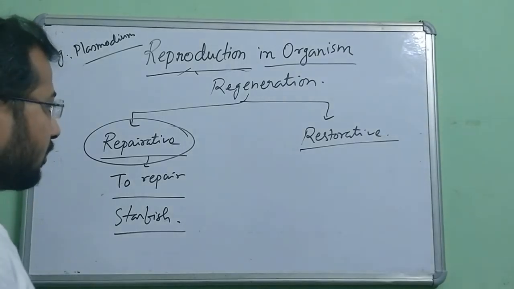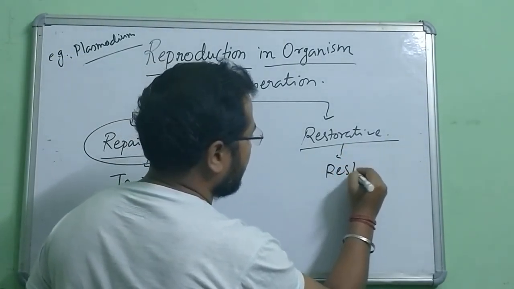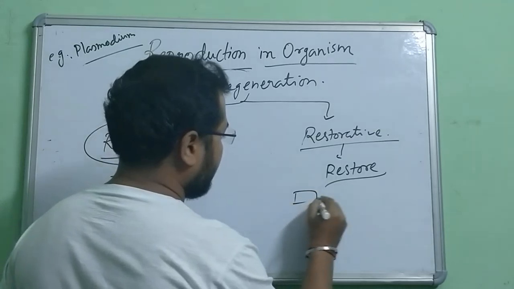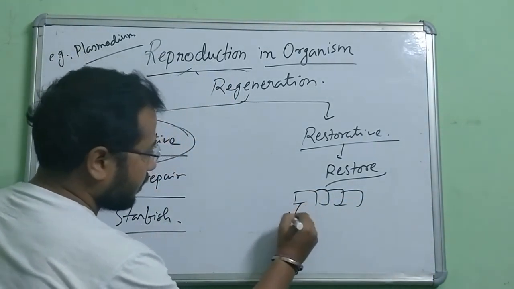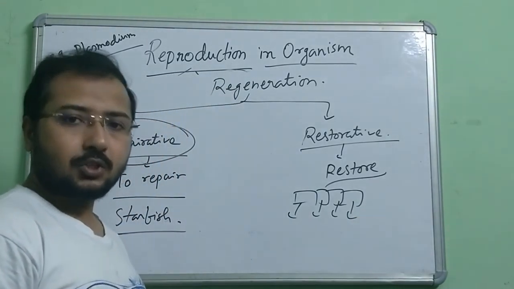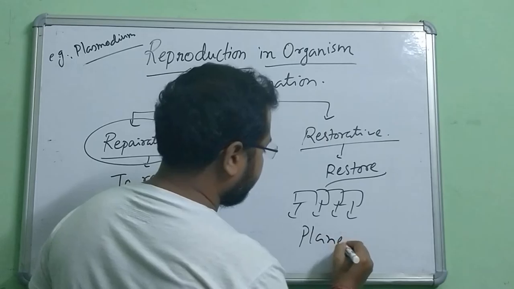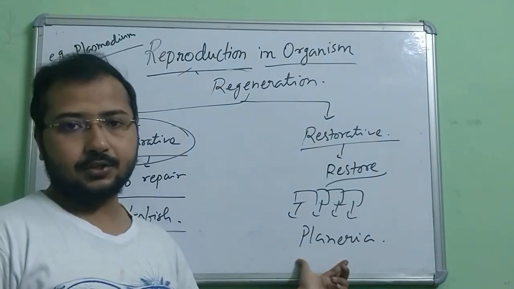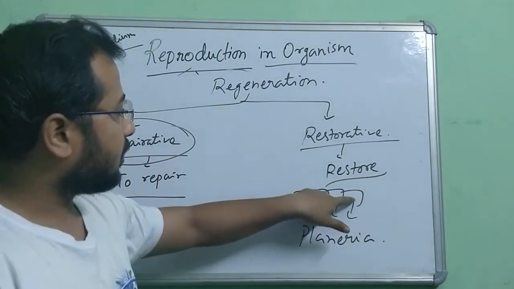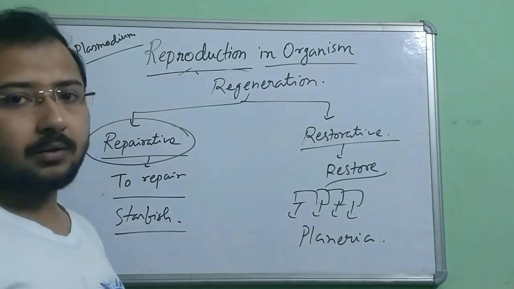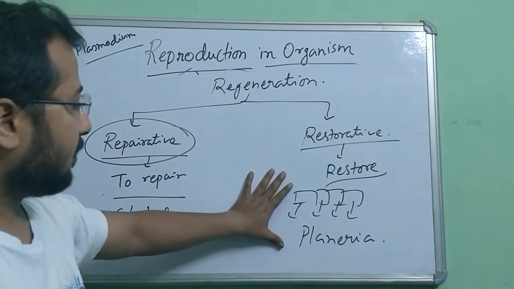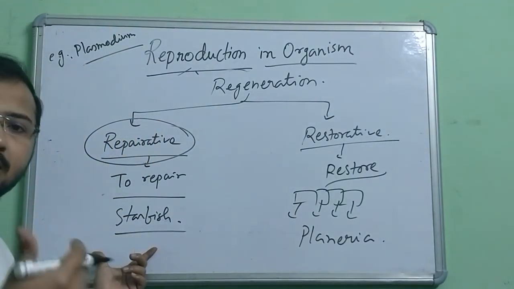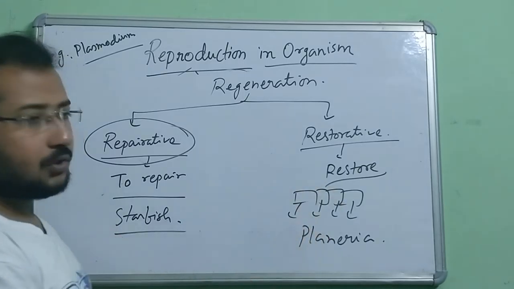Restorative regeneration. Restorative means it is restoring the whole new body. If the body gets cut into pieces, from each fragment a whole new body is going to develop. For example, planaria is an example where I see restorative regeneration. Each fragment of the body is going to develop into a whole new organism. So this is the reproduction mechanism of producing a whole new body, whereas reparative regeneration is repairing the injured part of the body. I think this difference is clear.